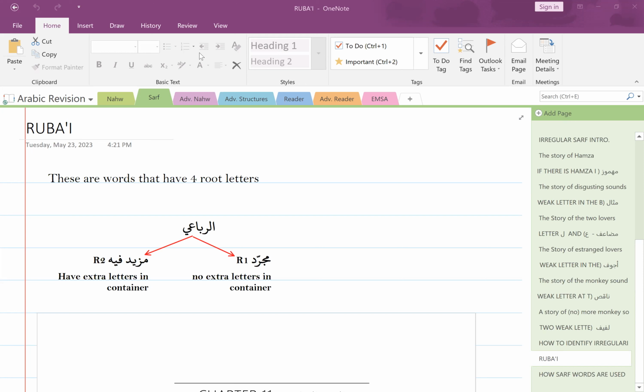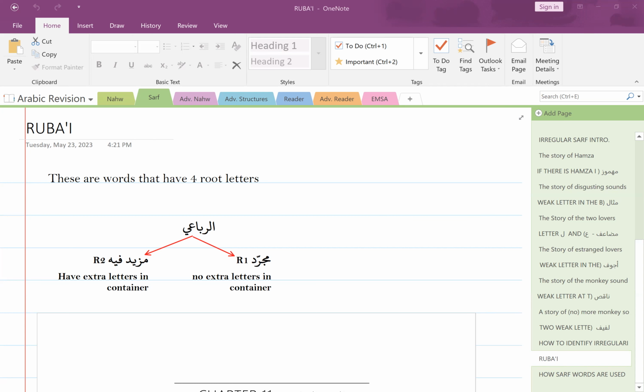We have Rubaa'ii, and I'm not going to go into so many details of Rubaa'ii. We're just going to cover what was covered in Bayina program, and maybe just look at some of the words that exist in the Quran. And it's very short, and then after that we will look at how Sarf words are used. And that will be the end of Sarf.